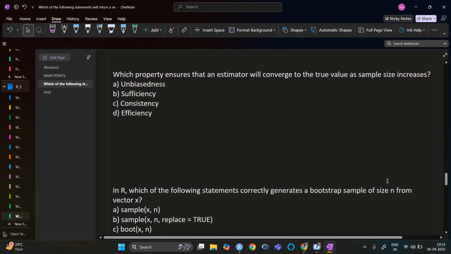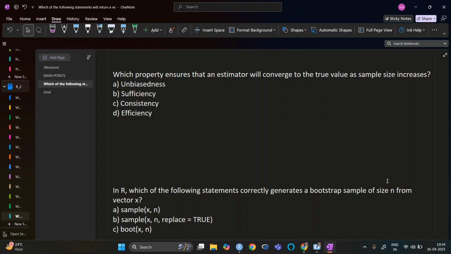Which property ensures that the estimator converges to the true value as sample size increases? Unbiasedness, efficiency, consistency. True value. Then that is unbiasedness, ma'am? No. When you have the sample size, we do not say that if the sample size is, let's say, 10, then also we say that it is unbiased of population mean. If the sample size is 30, then also we say that it is unbiased with population mean.